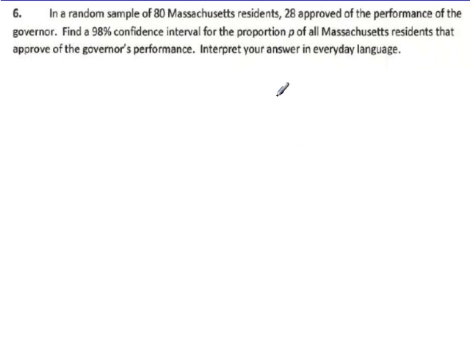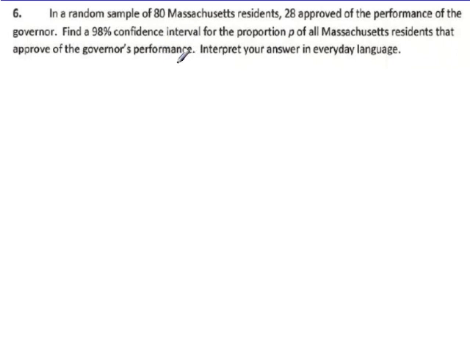In a random sample of 80 Mass residents, 28 approved of the performance of the governor. Find a 98% confidence interval for the proportion P of all Mass residents that approve of the governor's performance. Interpret your answer in everyday language.